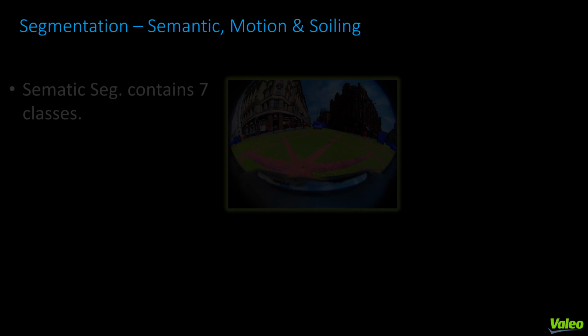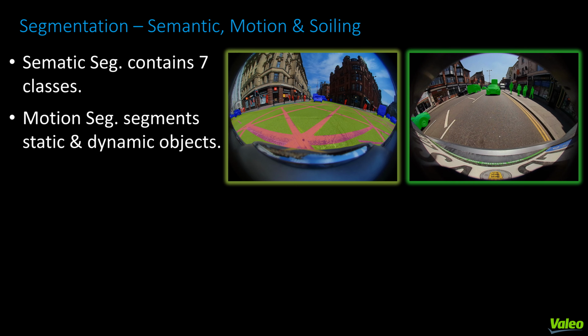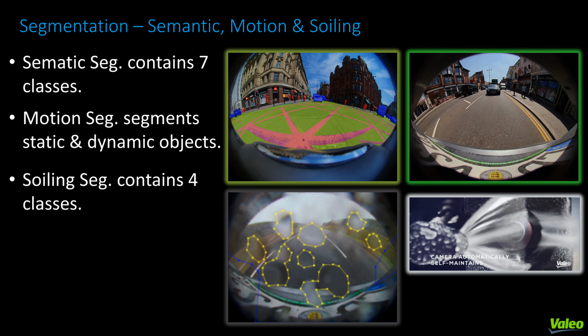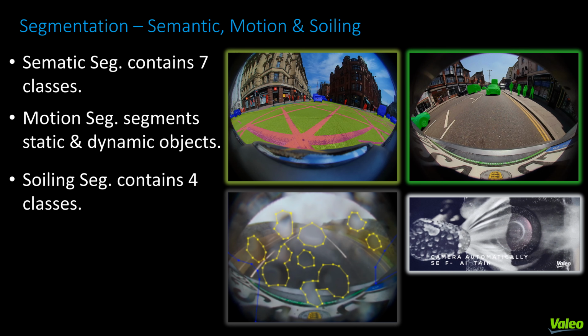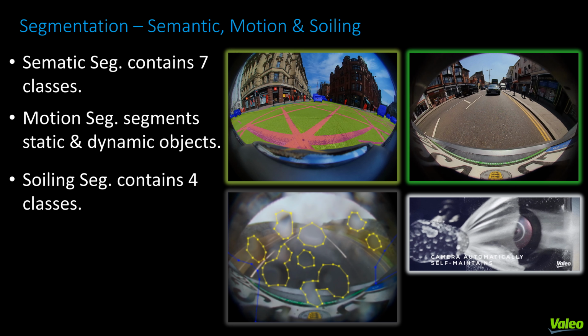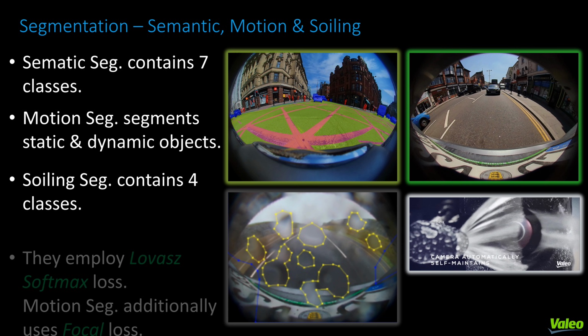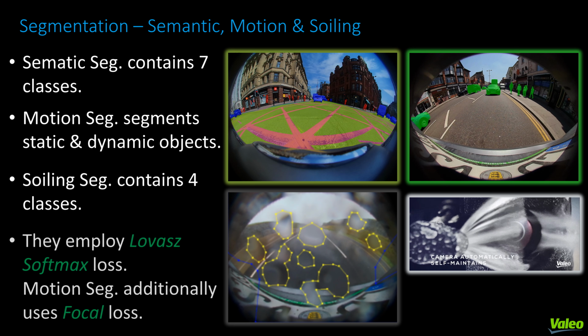Three of our tasks are formulated as segmentation tasks. Semantic segmentation has 7 classes like road, road markings, lanes, etc. The motion segmentation predicts each pixel to be static or moving. Soiling segmentation detects lens soiling and contains 4 classes, namely opaque, transparent, semi-transparent, and clean. It will enable the trigger of a lens cleaning system for continued operation necessary for the L3 system. We employ softmax loss for these tasks, and motion segmentation additionally employs focal loss.